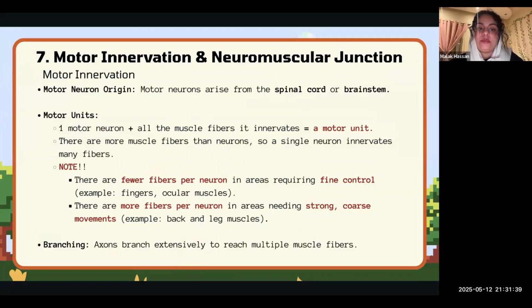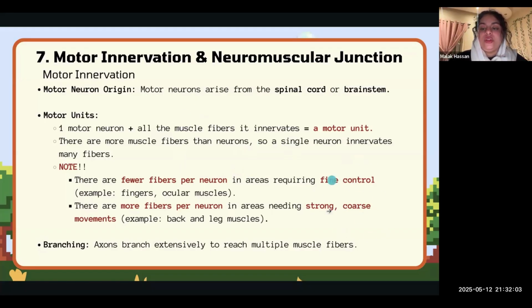A motor unit is basically one motor neuron and all of the muscle fibers that it innervates. That is what we call a motor unit. There are many, many more muscle fibers than neurons. So a single neuron will innervate multiple muscle fibers. Now, there's a difference between fine control muscles and strong coarse movements, okay?